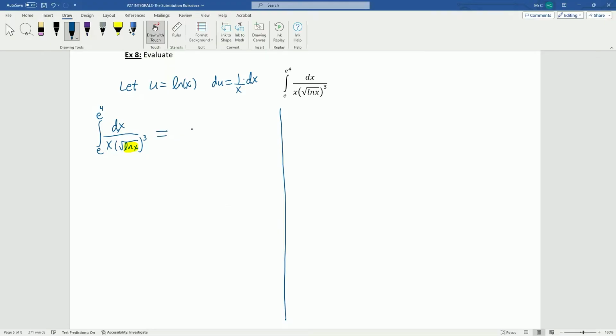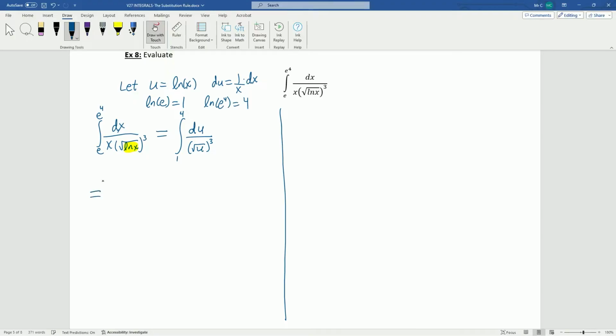Okay, so we go to make this substitution, and we get 1 over x dx is du. And then all we've got left is the square root of u to the 3rd power. But we have to change our bounds. That's the key here. So ln of e is just 1, and ln of e to the 4th is just 4. So my bounds become 1 and 4.